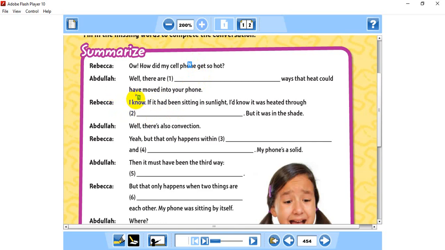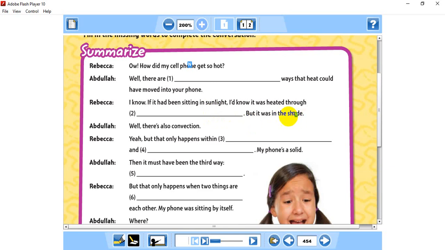Sorry, I know, but if it had been sitting in the sunlight, I'd know it was heated through. So what we can write here is that even if I keep my phone in the sunlight, I will find it warm or hot, but it was in the shade. This is what we mean. Where did she keep it? The shade is not under the sunlight. She kept it in the shade.